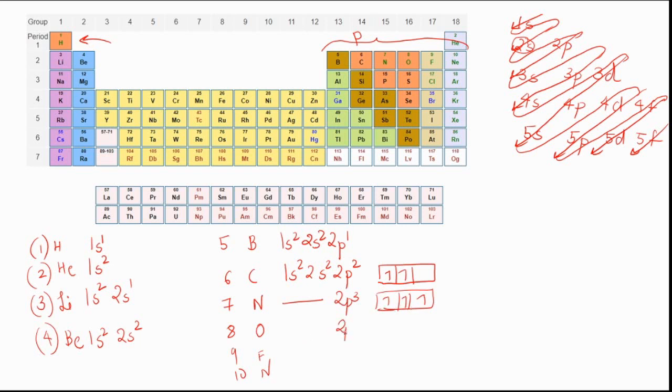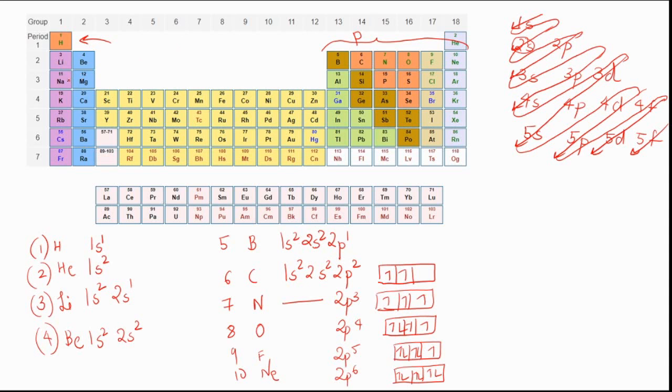Then oxygen will be 2p4, so 4 electrons. Okay, then we have 2p5. And at the last, for neon, we have 2p6. So all the 6 electrons are filled in the orbitals successively. Right? Now, after neon, the next atom is sodium.